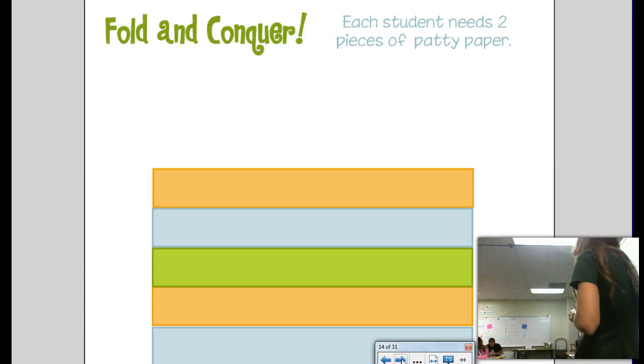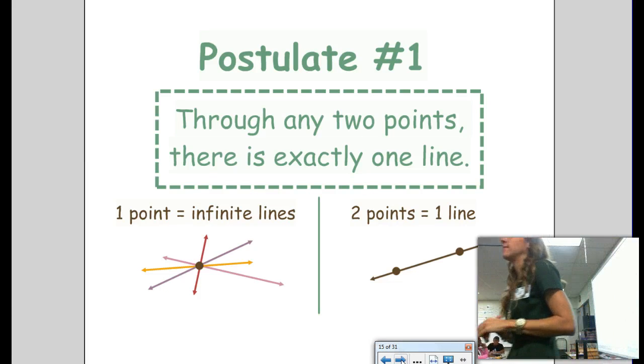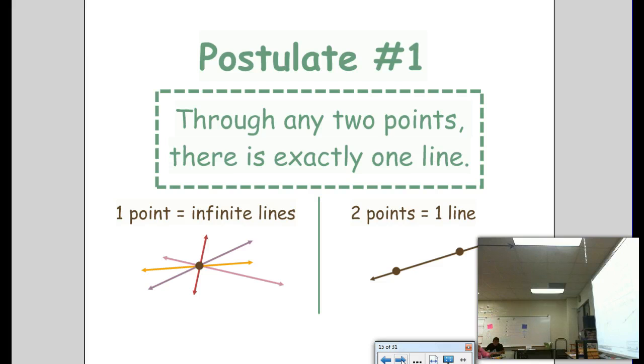All right, 2. It takes 2 points to create a line. Through any 2 points, there's exactly 1 line. So write it down, guys. That's postulate number 1. These are the building blocks of geometry. The pictures are there, but can you write what's in the dotted lines? Could you write that, please? Through any 2 points, there is exactly 1 line. So I did draw the pictures for you already. Through any 2 points, there's exactly one line. It takes 2. 2 points to make a line.